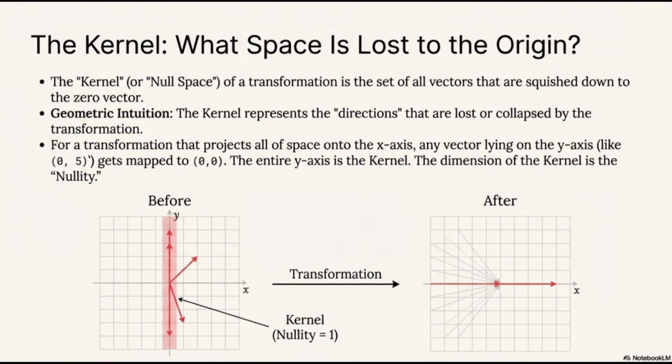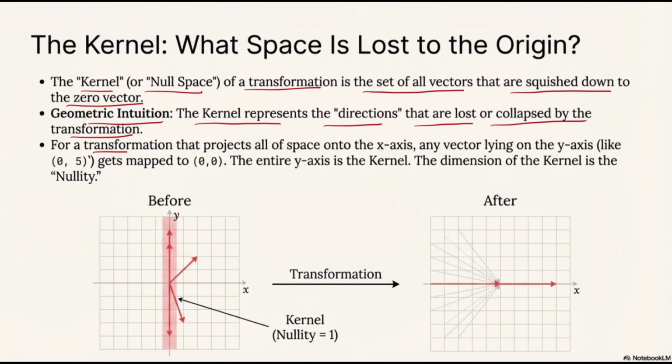So what space is lost to the origin? The kernel or null space of a transformation is the set of all vectors that are squished down to the 0 vector. So right now I'm going to find how many vectors are squished down to a 0 vector, being destroyed. The geometric intuition says that the kernel represents the directions that are lost or collapsed by the transformation. As I just told you, we are going to lose something. We are going to talk in detail about what is happening, how many vectors, how many axes we lost.